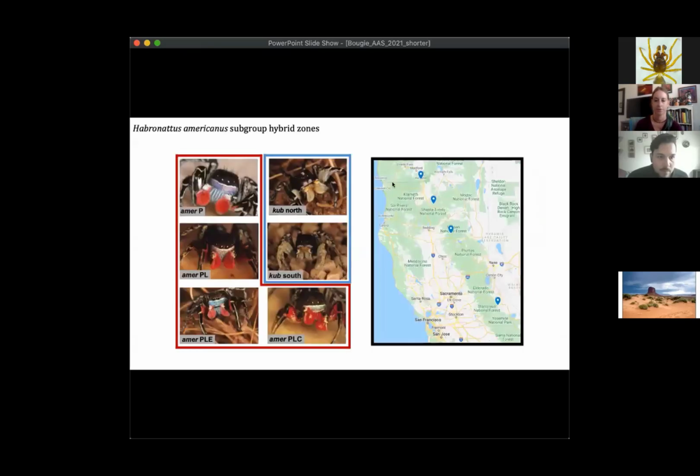When we think about hybrid zones within the group, the most common hybrid zones are between americanus and cubae, and sometimes there's another species. Up in Ashland, bulbopes is also involved. These blue markers here are just examples of hybrid zones that I've visited and collected.